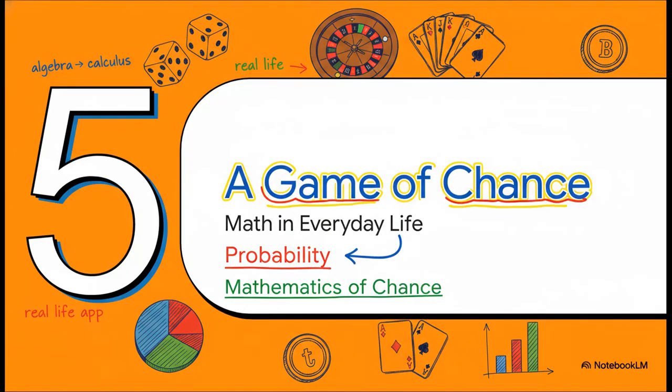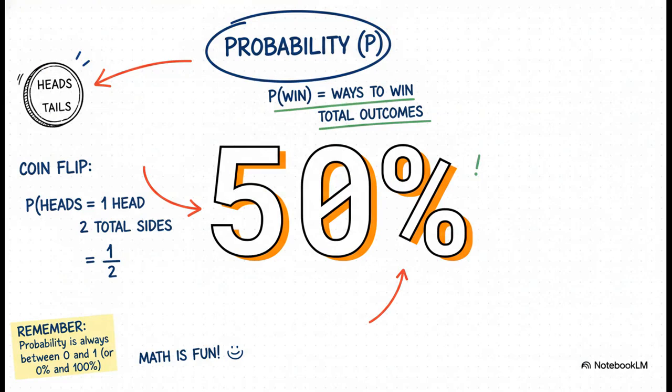So we've gone from algebra puzzles to the calculus of change. But how does all this thinking help us in the real, unpredictable world? Well, let's talk about one of the most practical parts of math, probability, or the mathematics of chance. The basic idea here couldn't be simpler. To figure out the probability of something happening, you just take the number of ways it can happen the way you want, and you divide that by the total number of things that could possibly happen.